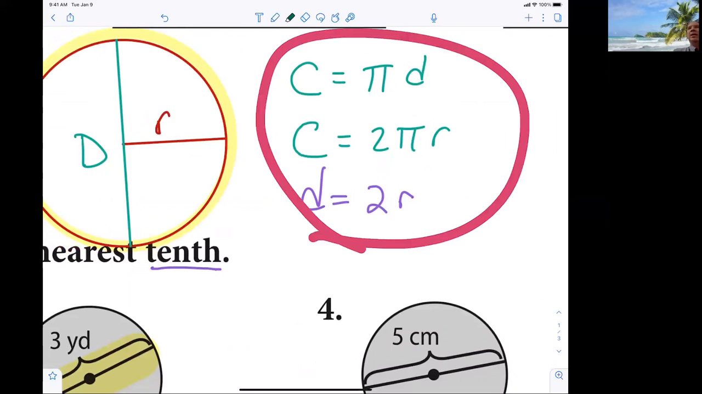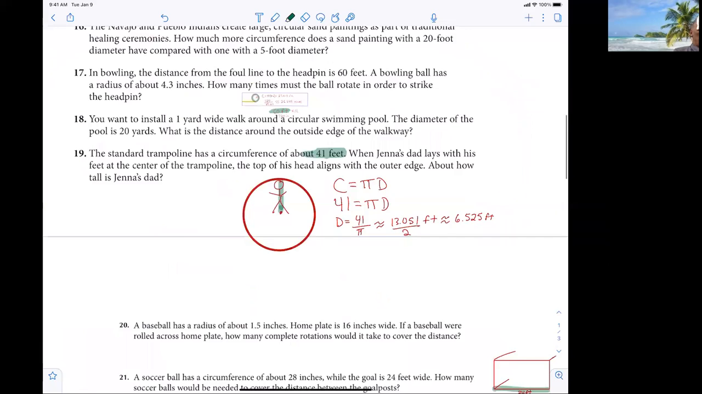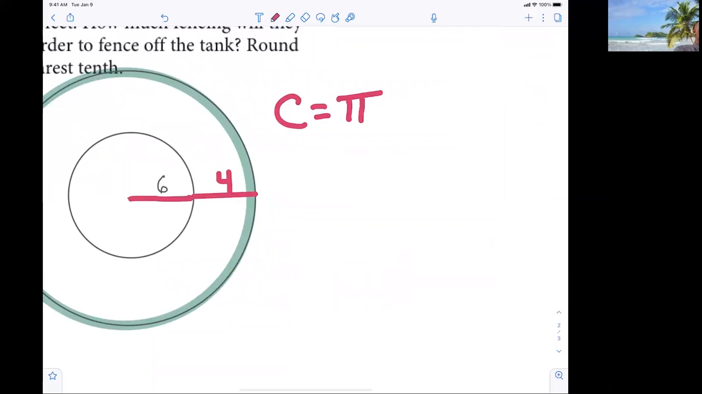No, that's not what that says, KK. What's that letter stand for? What is D? Pi times the diameter. Circumference is pi times the diameter. Can you write that down? So circumference is pi times the diameter.